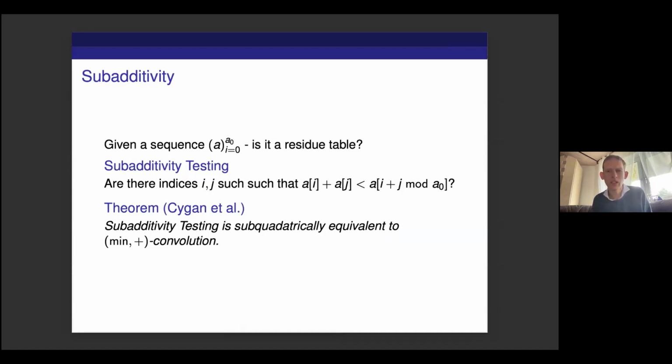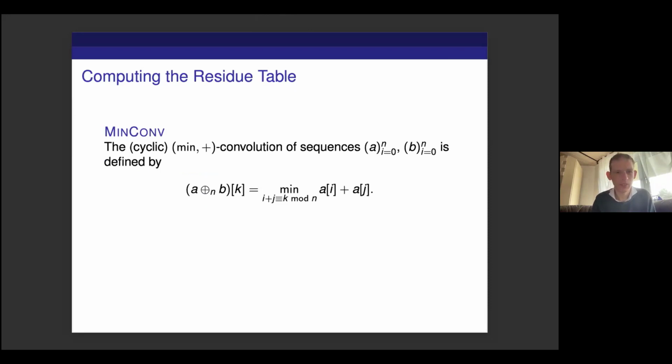And here we know by the paper of Künnemann and others that already checking this property is equivalent to min-plus convolution. Here I'm actually considering the cyclic variant of the min-plus convolution. So essentially we allow for some kind of wraparound. So if the indices exceed n, then we compute them modulo n. But it's easy to see that the problems are subquadratically equivalent. So if you can solve the one problem, you can solve the other problem.